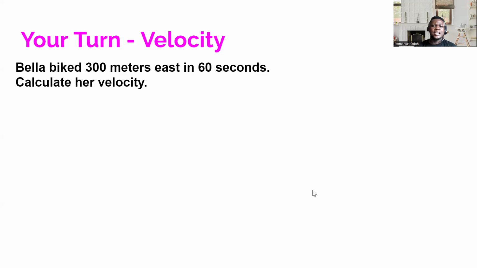It's your turn. Bella travels 300 meters east in 60 seconds. Calculate her velocity. Let me give you some time to calculate this. 1, 2, 3, 4, 5, 6, 7, 8, 9, 10. I know you got that.